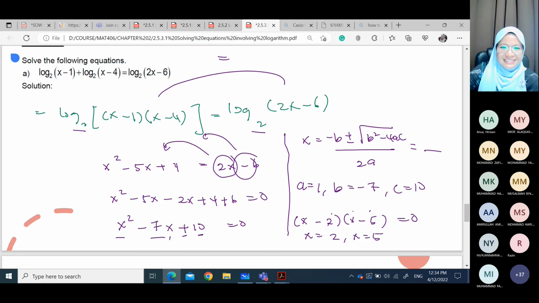Faham? So dia ada dua nilai dekat sini. X dia adalah 2 dan juga 5. So bila you masukkan nilai 2 dalam equation yang ini, you akan dapat jawapan yang betul, jawapan yang sama. Kalau you masuk x equals to 5 dalam equation yang ini, you akan dapat jawapan juga.